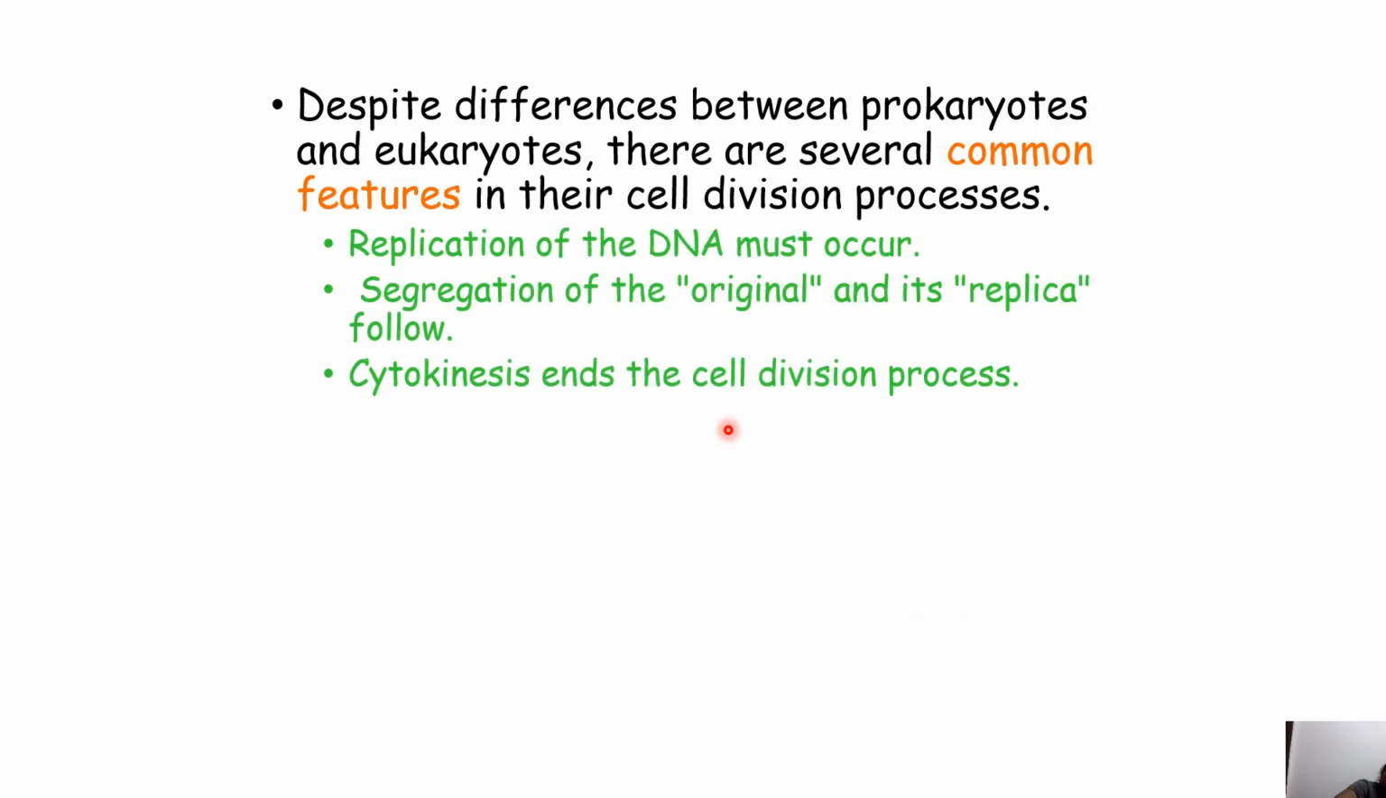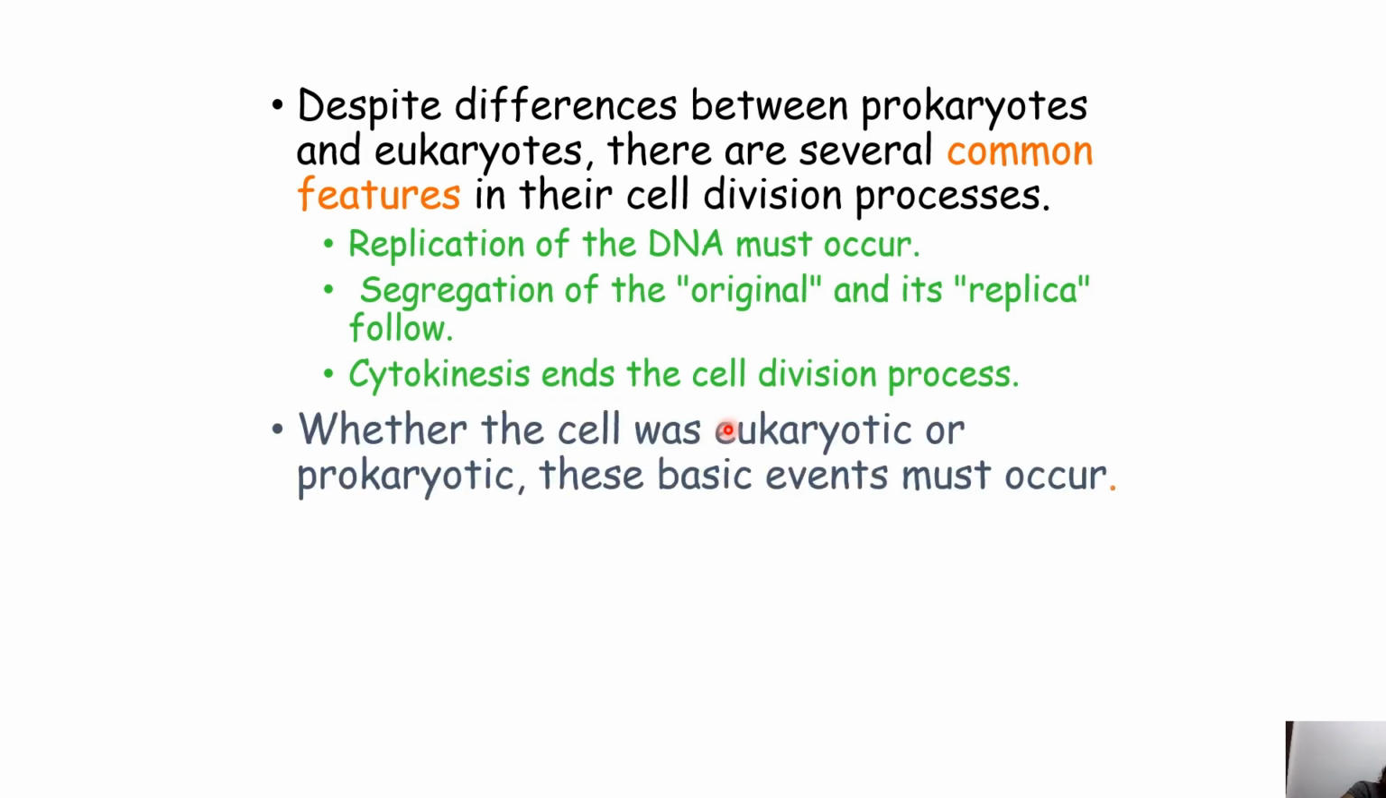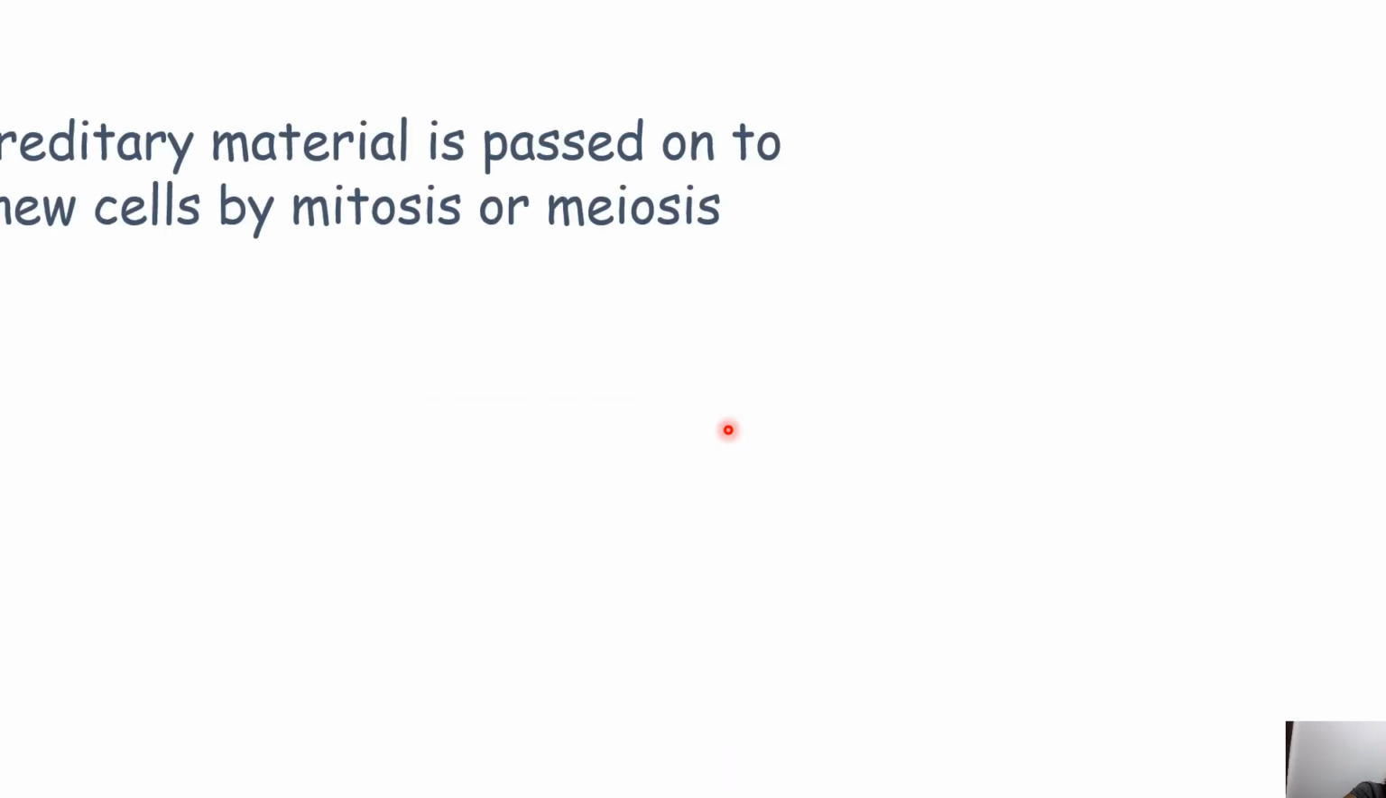And despite differences between prokaryotes and eukaryotes, there are several common features in their cell division process. Like the replication of DNA is a must thing, right? It must occur. Segregation of the original and its replica follow, and cytokinesis ends the cell division process. So whether the cell was eukaryotic or prokaryotic, these basic events must occur.